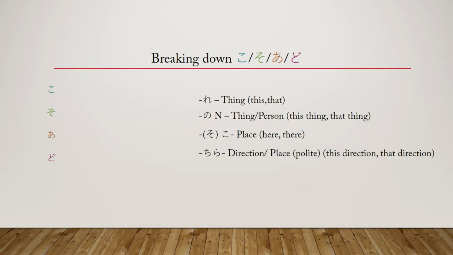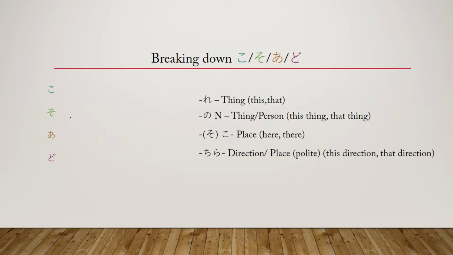And then we have, of course, our chira, which means direction, or it can also mean place up here, but it's usually polite. So if you are talking to someone in a more polite way, you would use the chira part. As you can see, the chira part refers to this direction or that direction. I think I've said it in previous lessons, but usually when you're less direct in Japanese, you're more polite. So instead of saying directly a location, if you just say in that direction, it's more polite.